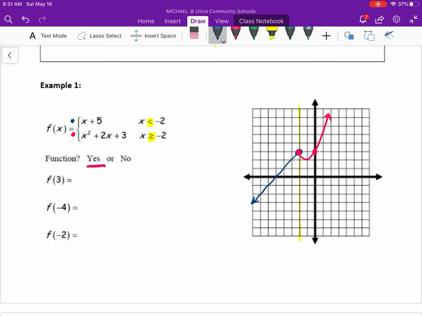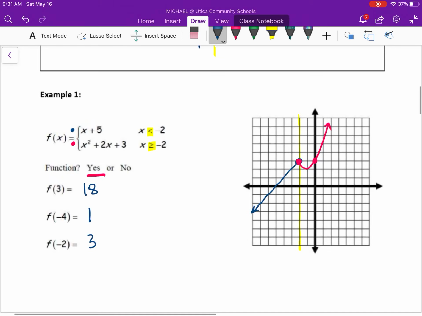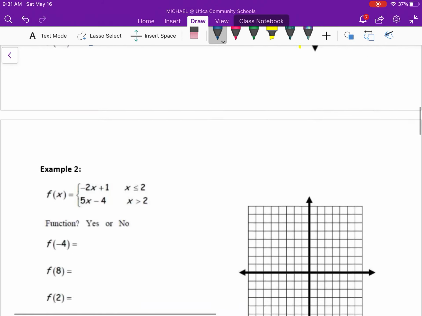So when I plug in a 3 here, I get 9 plus 6 plus 3, which is 18. When I plug in a -4, that would be the blue function because it's less than -2. -4 plus 5 is 1. And when I try to plug in a -2, that would be the pink function because it is equal to -2. And that would be where it equals 3.